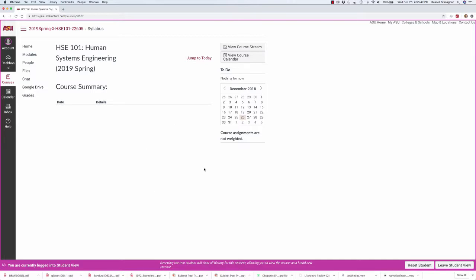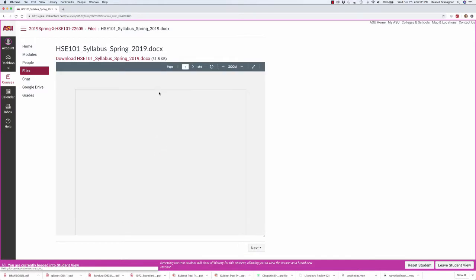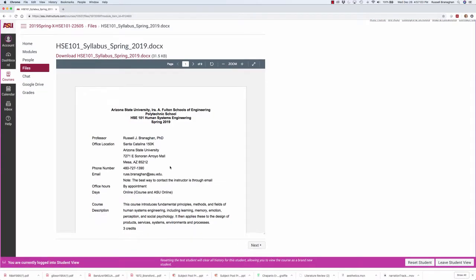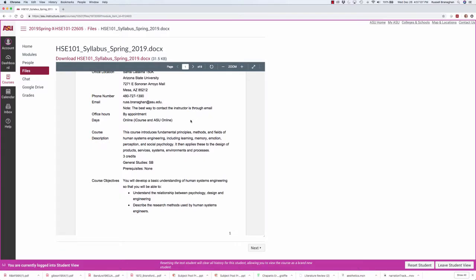As you can see, this is a course in Canvas. If we go to the modules here, we should be able to see this first module under Welcome to HSE 101 called Syllabus for Spring. And here that comes up, and you can see again it's HSE 101.